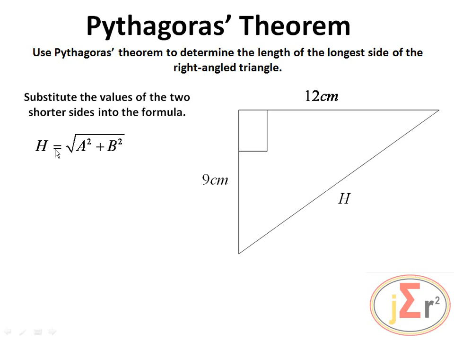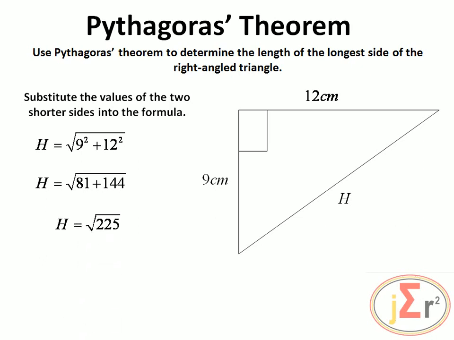So, of course, H is equal to the square root of A squared plus B squared. And of course, in this case, finding the hypotenuse, the two sides that we have here for A and B are the two shorter sides of the triangle. So one is going to be 9, the other is going to be 12. So 9 squared plus 12 squared. Now, under that square root sign, we are just going to square 9, we get 81. You square 12, we get 144. Then we are going to add them. When we add them, we get 225. And of course, we know the square root of 225 is 15. So H is 15 centimeters.